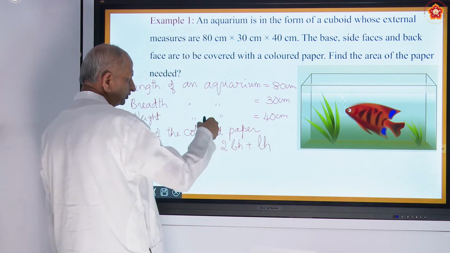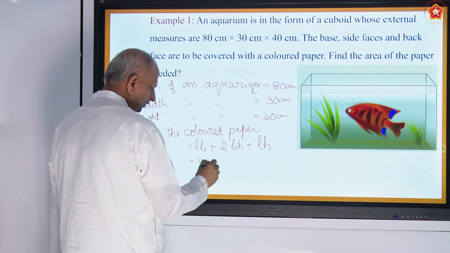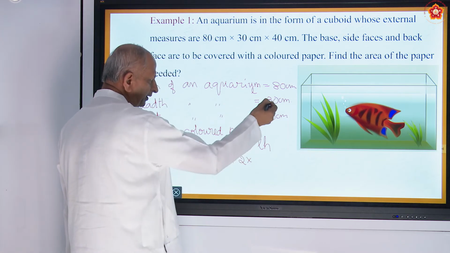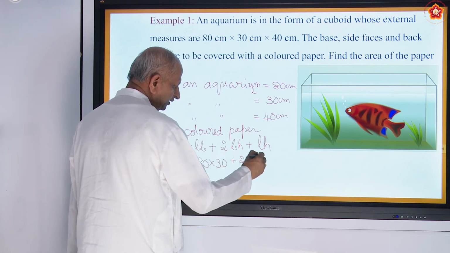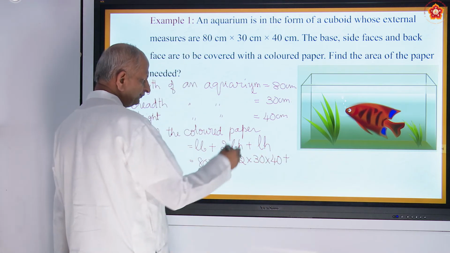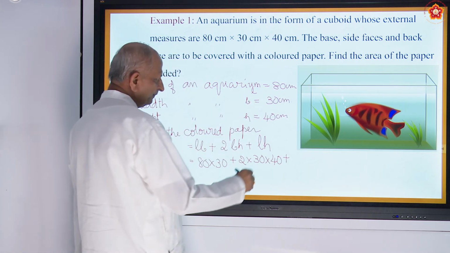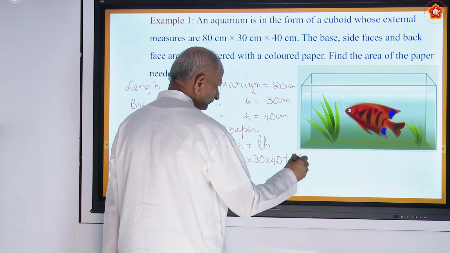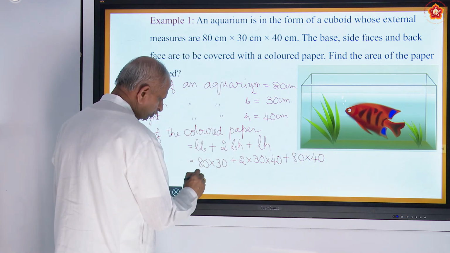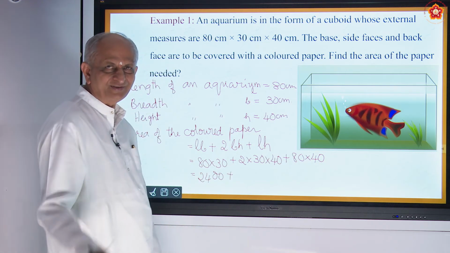So substitute. So this is length. L is equal to 80 into breadth plus 2 into breadth is 30, height is 40 plus LH. So this is B, this is H. So LH means length is 80, height is 40. So it will be 2400. Are you noting down?